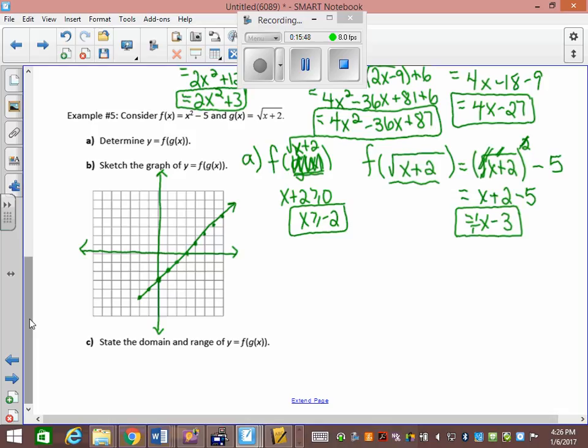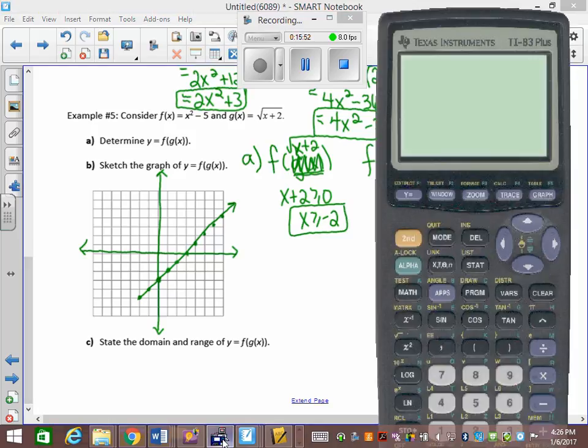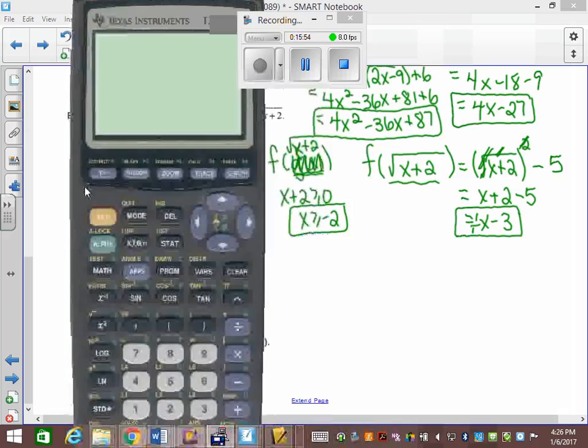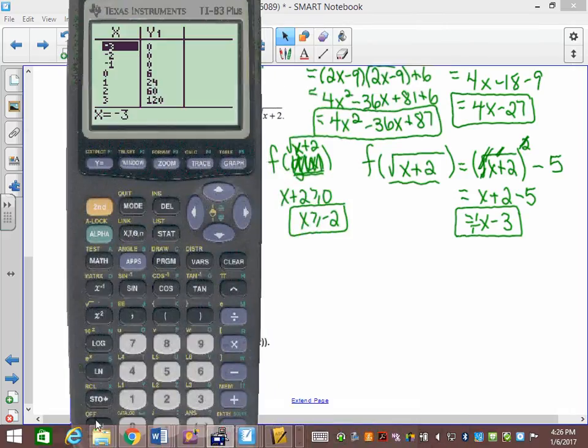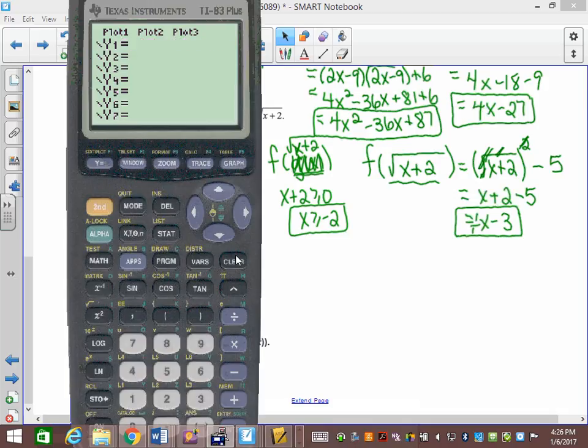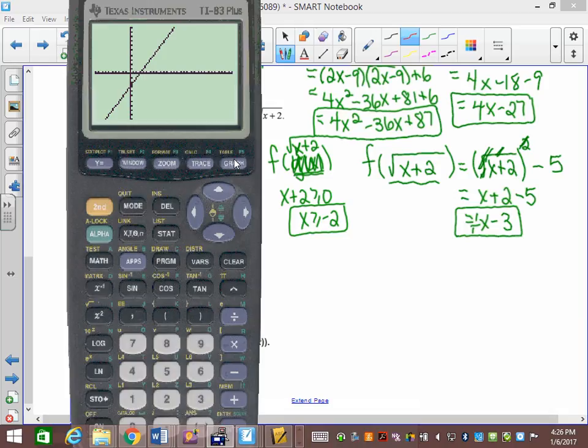Now, if you want to test this out on your calculator, if you put just your answer into your calculator, so if we just put in x minus 3, we're just going to get what I drew, right? We're just going to get that line. No restrictions, no nothing. So when you go to plug it into your y equals, always plug in just your original, inserting g into f. So what I'm going to plug in is this original part right here.